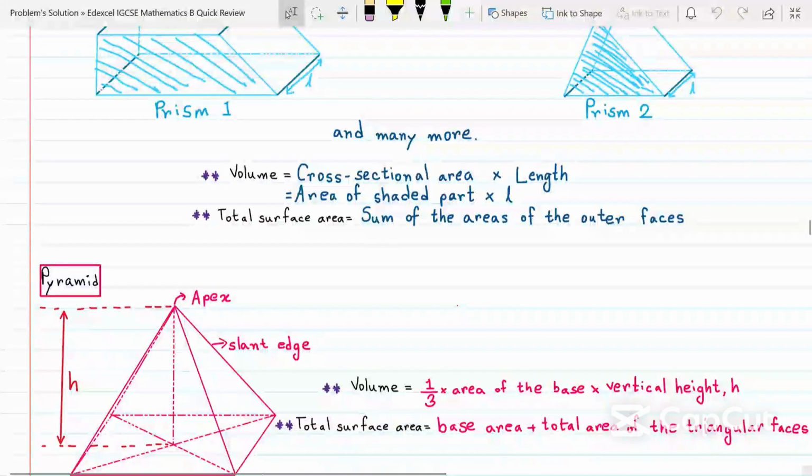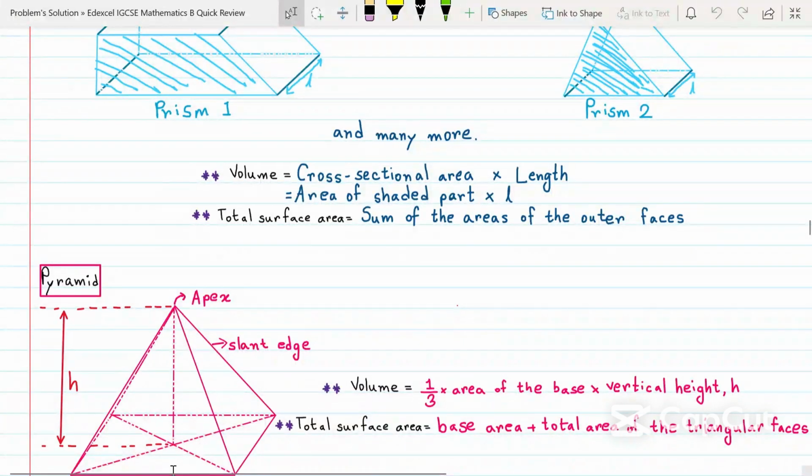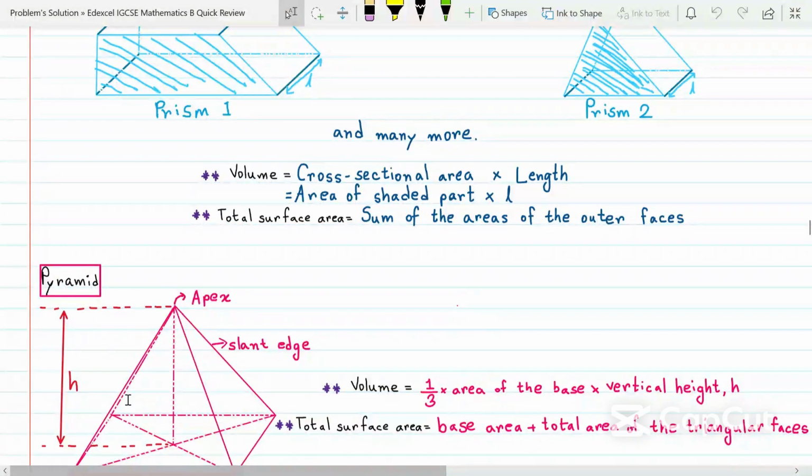This is the perpendicular height, and this is the slant edge, and this sharp part of the pyramid is called the apex. Now the volume of the pyramid equals one third of the base area times the vertical height. And the total surface area of a pyramid is nothing special: you just add the area of the base and the total area of the triangular faces.